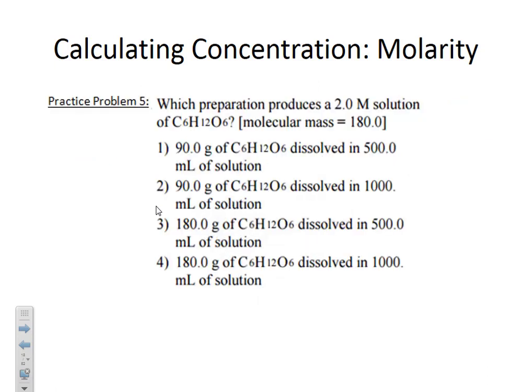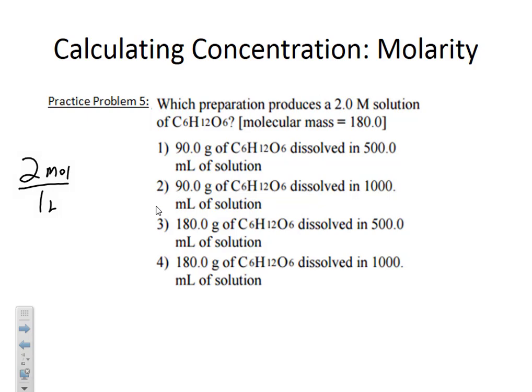It says which preparation produces a 2 molar solution of C6H12O6. So we're looking for 2 moles. We know the molecular mass is 180. So we want a 2 molar solution. If you're trying to solve it mathematically, you know that your molecular mass is 180. You want a molarity of 2, so you want to have 2 moles per 1 liter. You can also think about this conceptually.